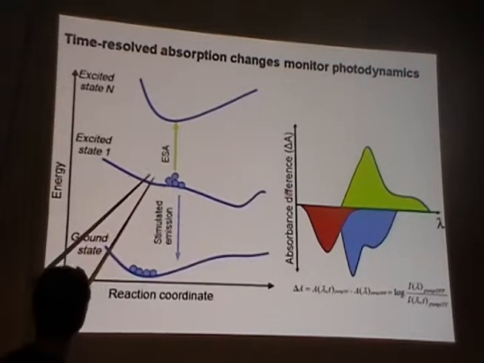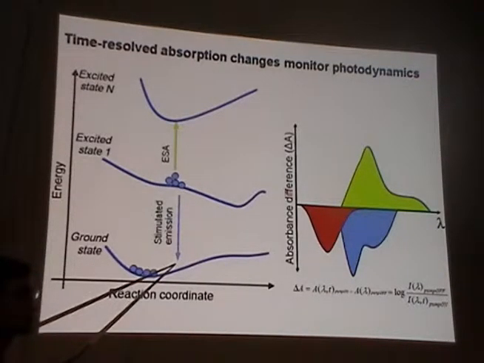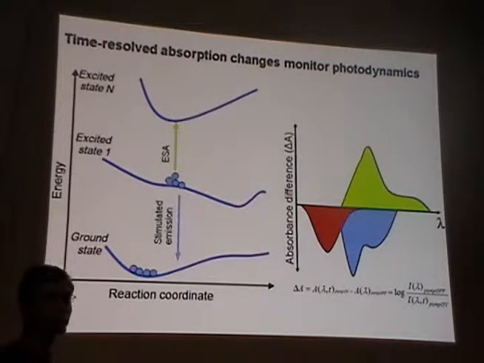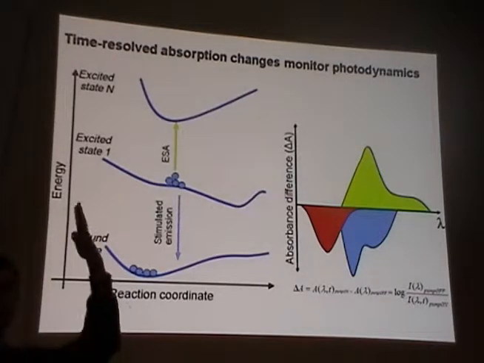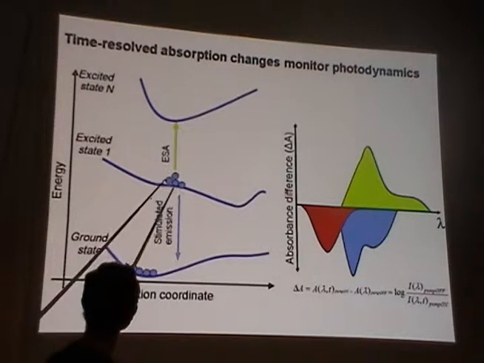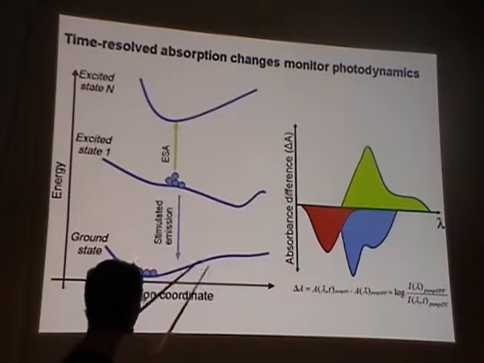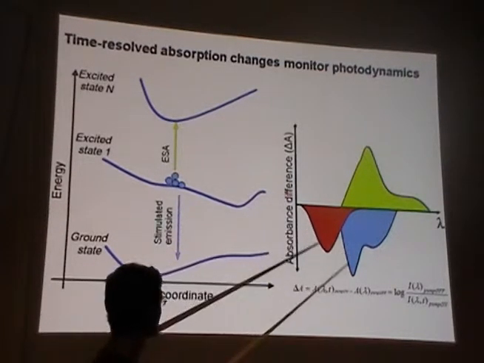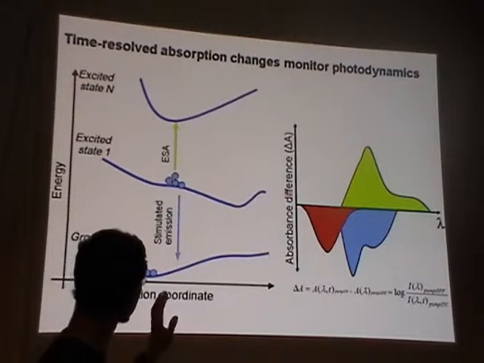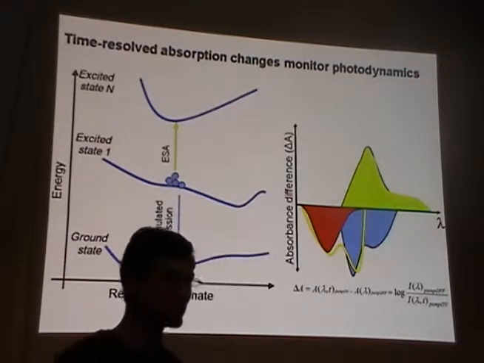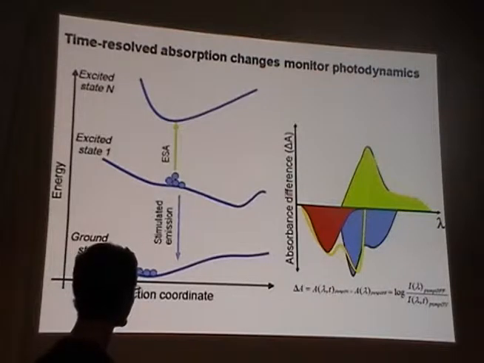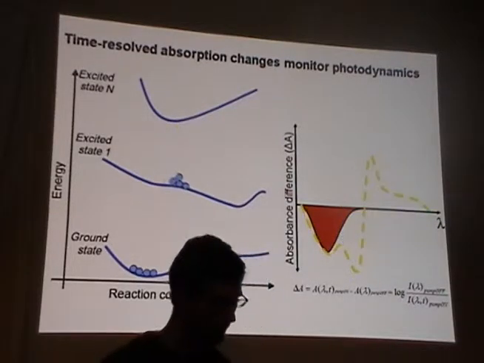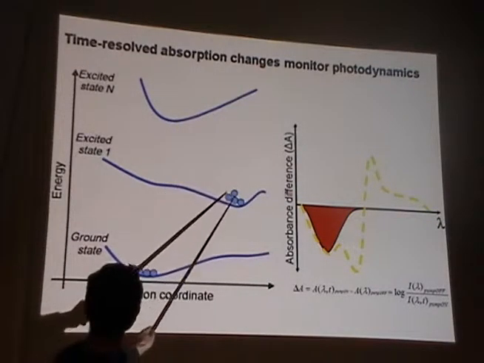Okay. Now, if you have already populated this first excited state, then if the probe arrives, then you can excite these molecules, or you can stimulate some of them to go back to the ground state. So the first process is called excited state absorption. So some of those excited states go into higher excited states. Okay, stimulated emission gives off fluorescence. So this excited state absorption is a positive peak, stimulated emission is a negative peak. And then what we will see from the combination of these three spectral profiles is something like this.